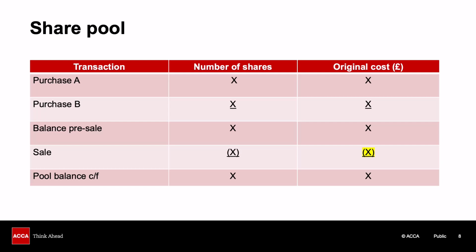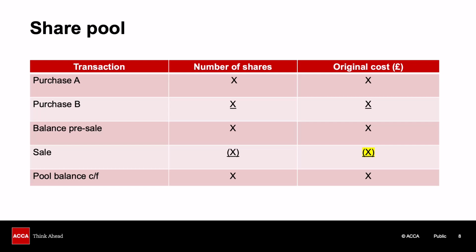When we're working in a share pool, it's best to set it out with 3 columns. One to list out the transactions, so that's the purchases, sales, any rights issues, bonus issues. A second column to keep a track of the number of shares being added or taken out of the pool. And then the third column should be where you keep a track of the cost of each of those items.